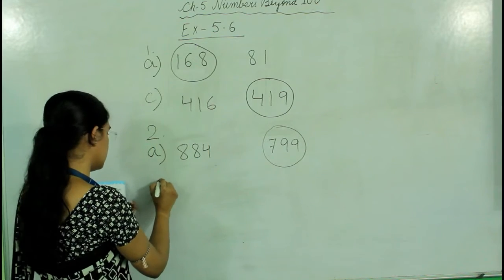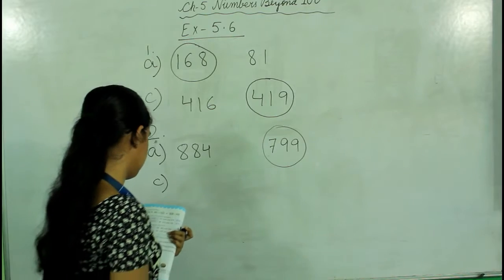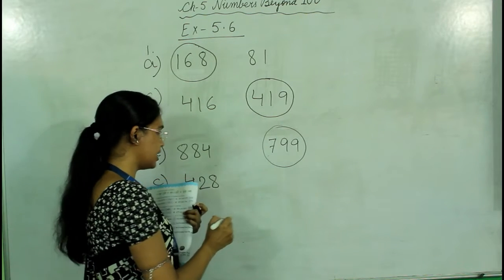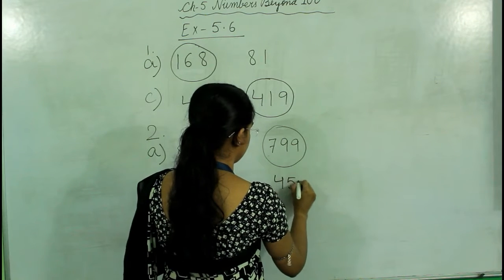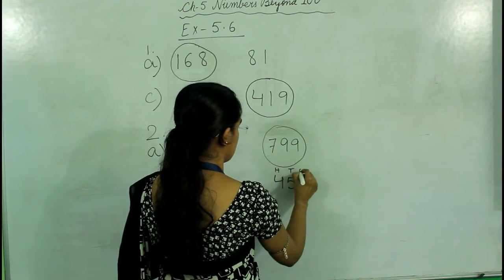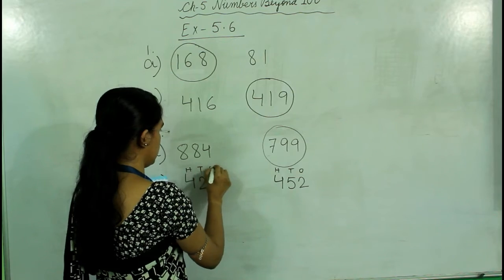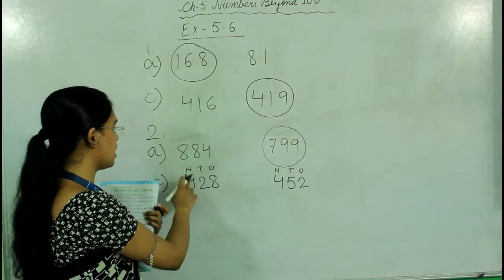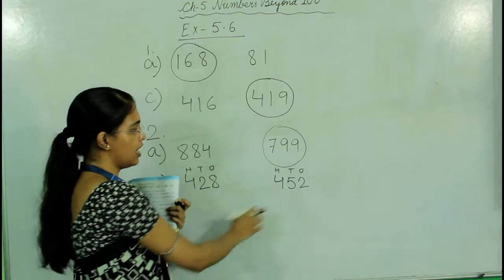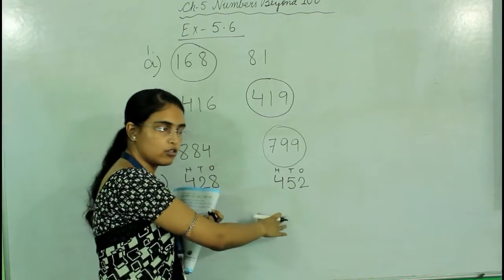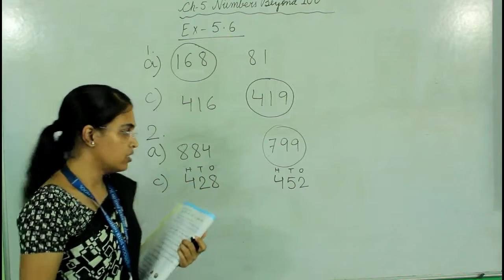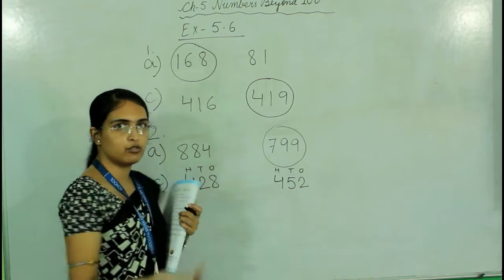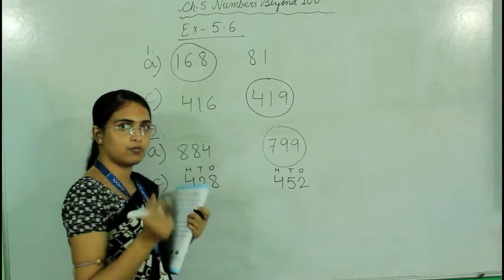Now question number C. The question is 428 and 452. So in this question also we have a 3-digit number on both sides and in the 100s place we have 4 on this side and 4 on this side also. So both are the same. Then that means we can't identify which one is bigger. So for that, we have to check the tens place, okay?